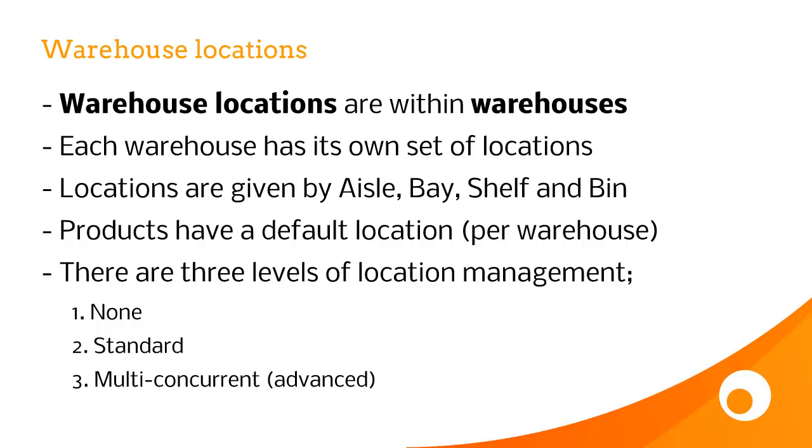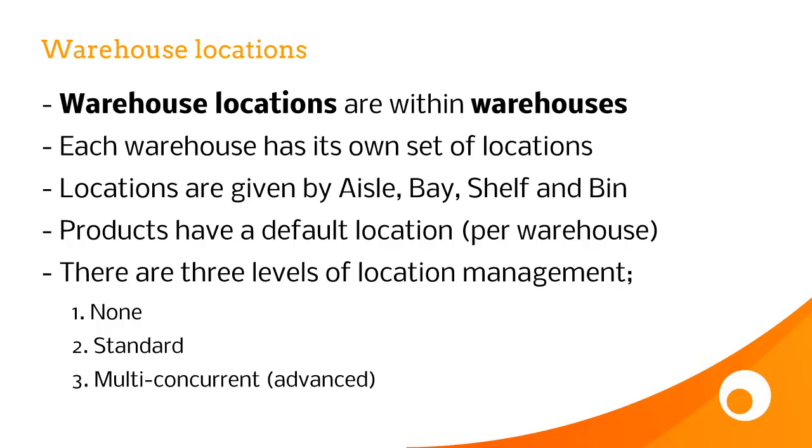Warehouse locations live within warehouses, and each warehouse has got its own set of locations. Locations are given by aisle, bay, shelf and bin, but you could use any 4 pieces of data, perhaps upstairs, downstairs, left, right and so on, and you don't have to use them all, so you could just have aisle and bay if you wanted, or aisle, bay and shelf.